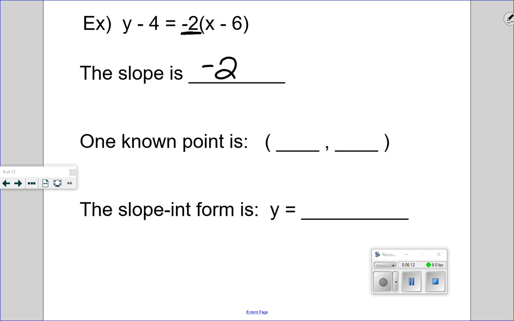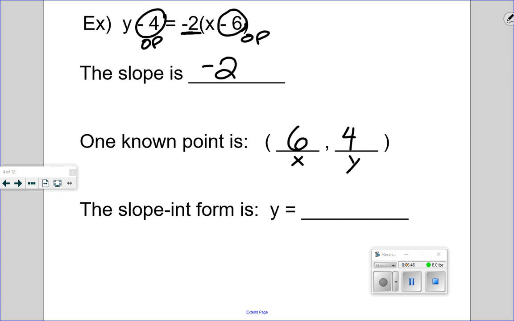One known point that I'm given by looking at this without rearranging it, we use the information here and here. And remember, it's the opposite of what you think it looks like. So the negative 6 is with the x. That goes with the x coordinate, so it's a positive 6 for that point. And the y minus 4 tells us that we have a positive 4 for the y coordinate. So one point on this line is at the point (6, 4).